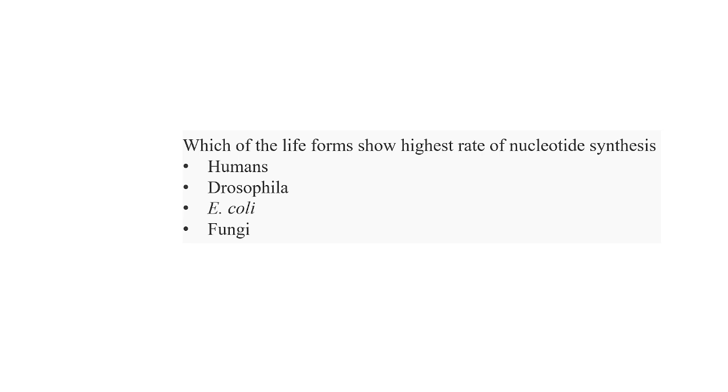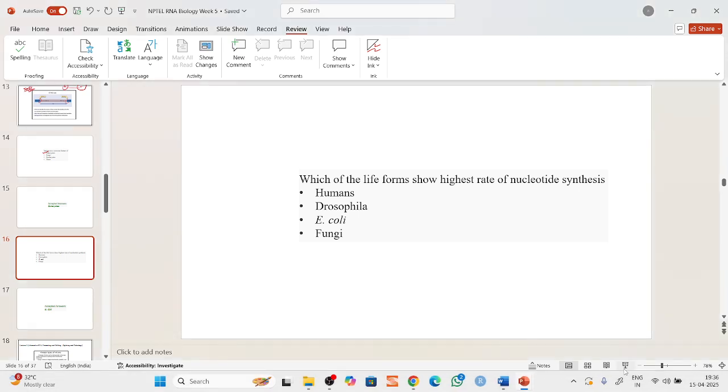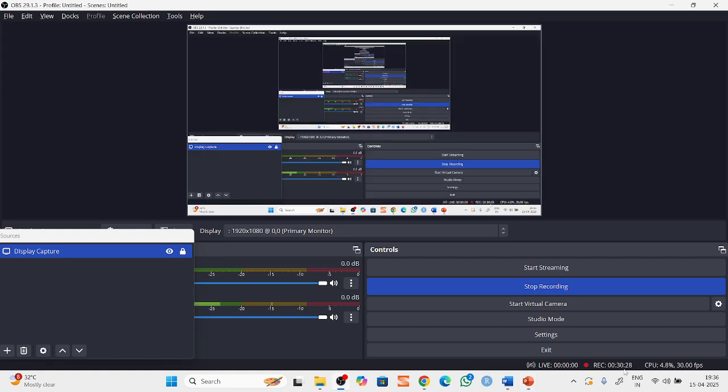Time is up. So the question is, which of the life forms shows the highest rate of nucleotide synthesis? The correct answer is E. coli. Among humans, Drosophila, fungi, and E. coli, E. coli is the simplest life form. So whichever is the simplest will have the highest rate of nucleotide synthesis. So it is your E. coli. The correct answer is E. coli has the highest rate of nucleotide synthesis.